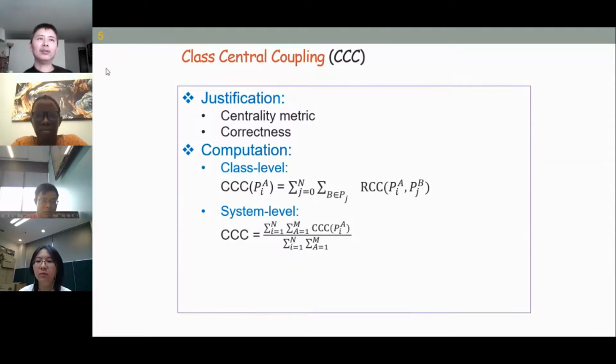The class level CCC for class A in process PI is the sum of all RCC of all possible class pairs, in which one class is A and the other is in a process other than PI. The system level CCC is the mean of class level CCC measures for all classes over all processes.